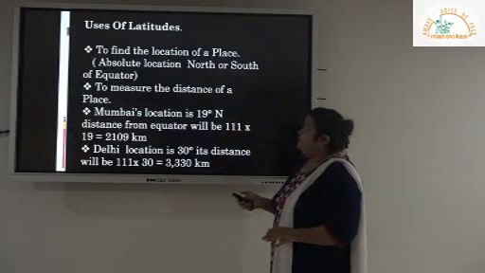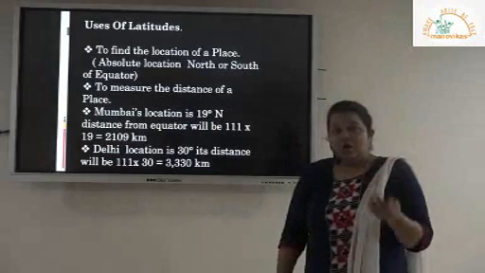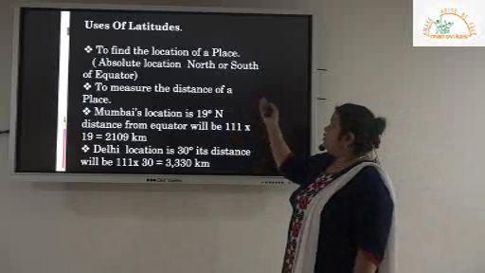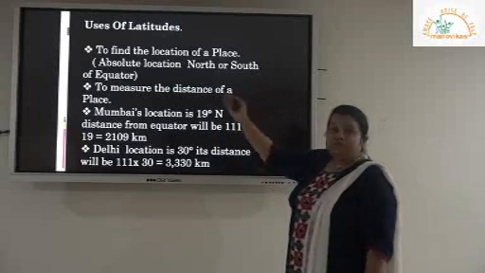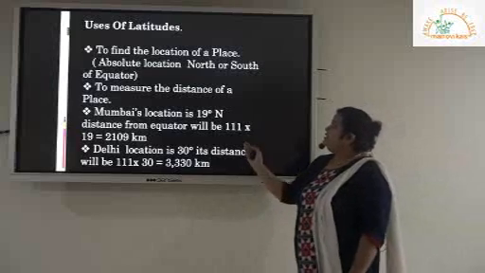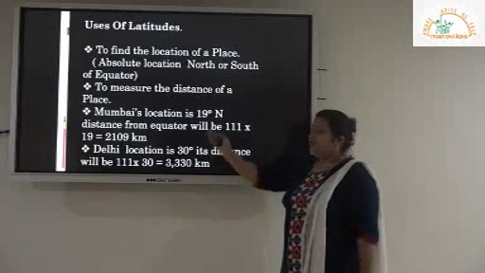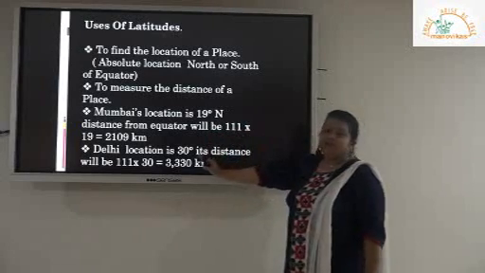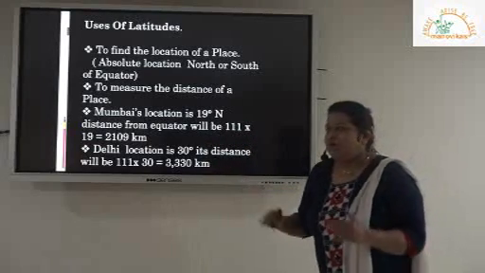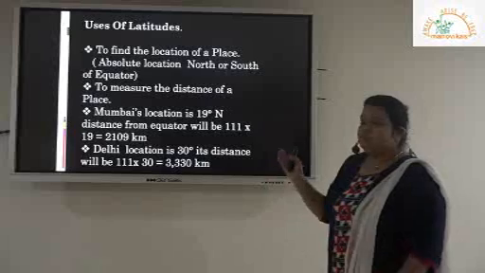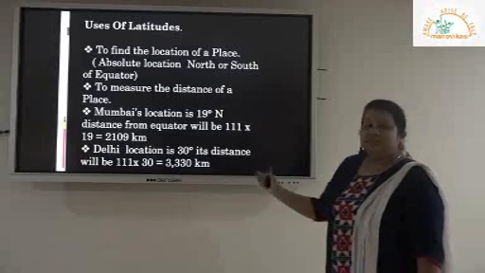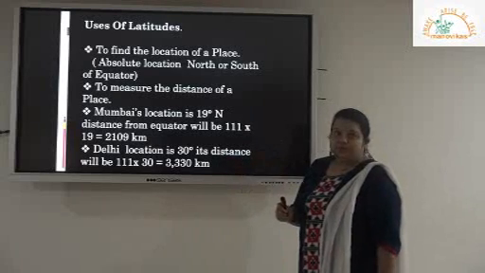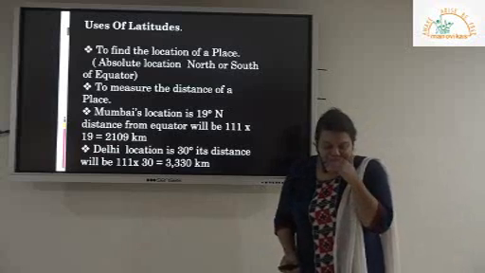Now why are we doing this? We are doing this because we need to understand how we can use the latitudinal distance to find out the absolute location of a place north or south of the equator. Imagine you have a place 19 degrees north of the equator. Mumbai is located 19 degrees north. So we multiply 19 by 111 and we get 2109 kilometers. So the absolute location of Mumbai from the equator is 2109 kilometers. Similarly, Delhi is 30 degrees north, so it is 3330 kilometers from the equator. So this gives you an absolute location.